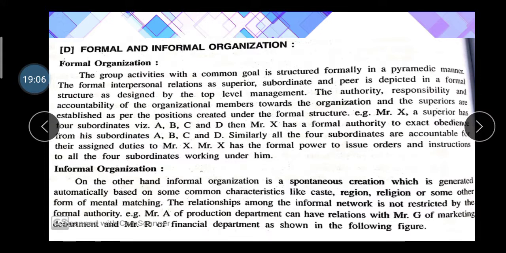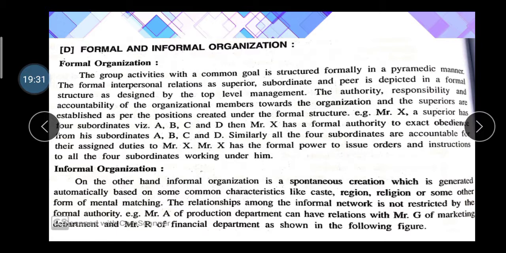Then after, what are the formal and informal organizations? First one is the formal organization. It is a group of activities with a common goal and a structure, formally in a pyramidal manner. Formal interpersonal relations such as superior, subordinate and peer group are depicted in the formal structure, as decided by the top level management.